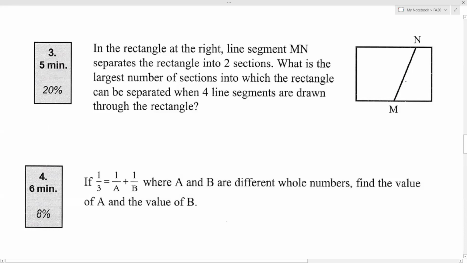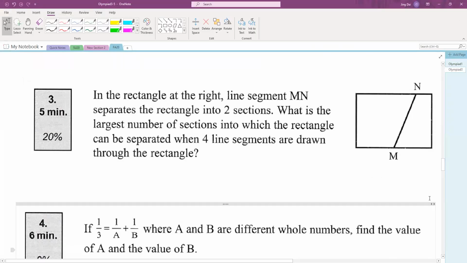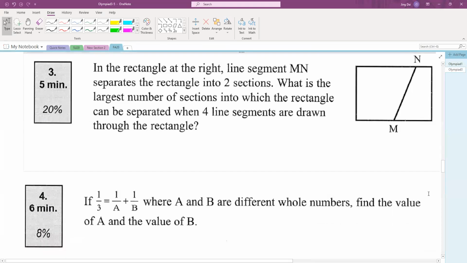The line segment MN separates the rectangle into 2 sections. What is the largest number of sections into which the rectangle can be separated when 4 line segments are drawn through the rectangle? So what I got was... Did you count how many? Yeah, I got 11. Very good. Yes, I got 11 too. So apparently that's the correct answer.